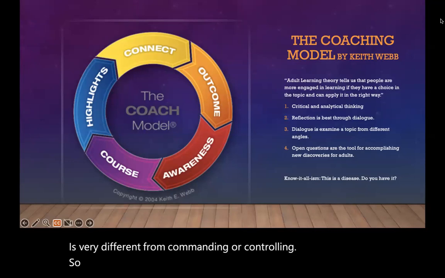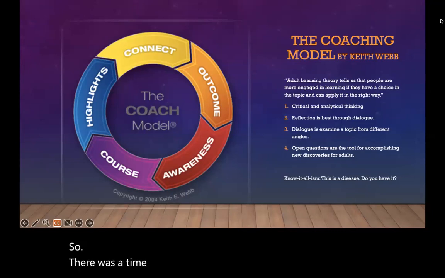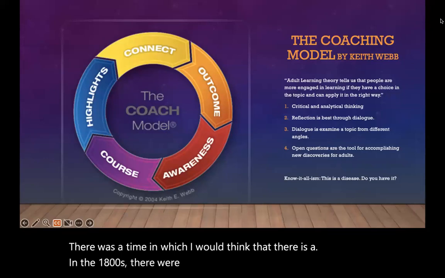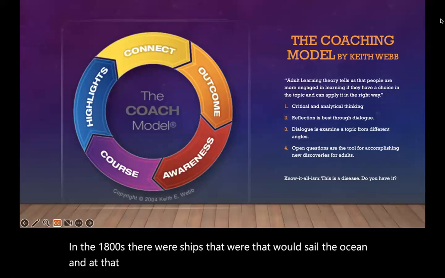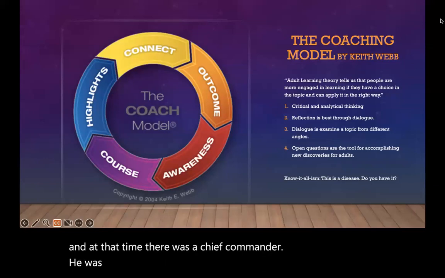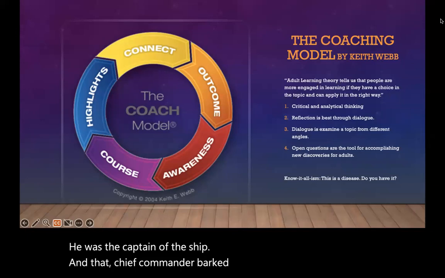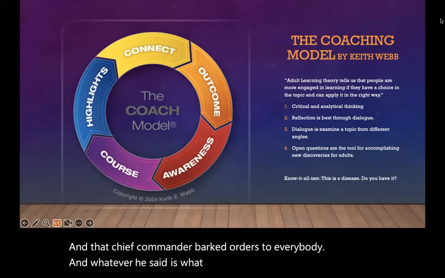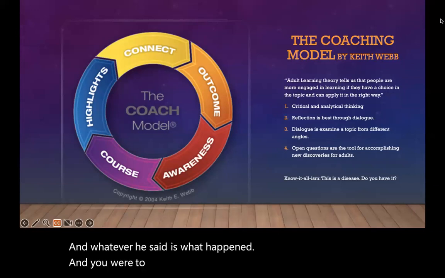There was a time in the 1800s when ships would sail the ocean. And at that time, there was a chief commander. He was the captain of the ship. And that chief commander barked orders to everybody. And whatever he said is what happened. And you were to obey orders no matter what.